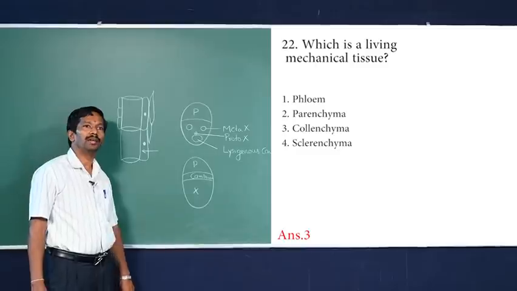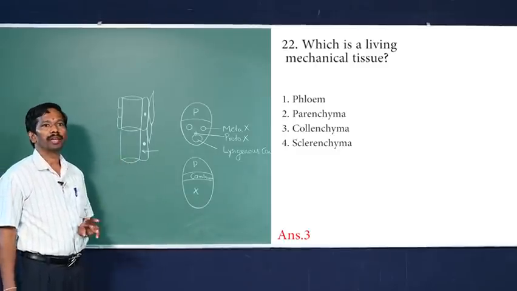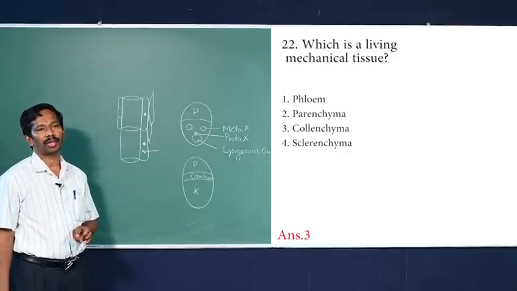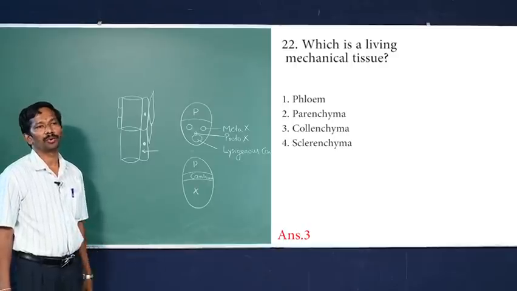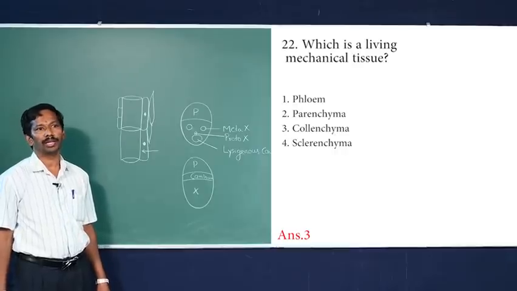Which is living mechanical tissue, compared to dead mechanical tissue, that is sclerenchyma. So collenchyma is living mechanical tissue, because parenchyma is called fundamental tissue, phloem is food conducting tissue, so therefore the answer is 3 for question number 22.